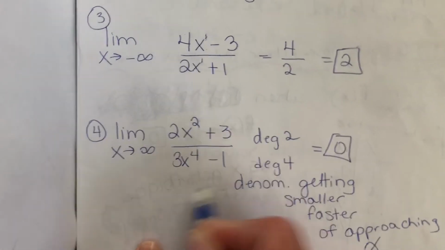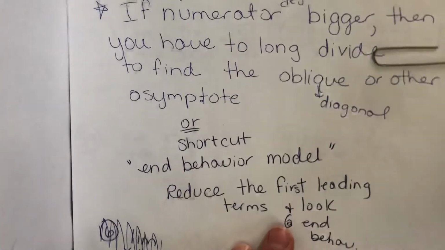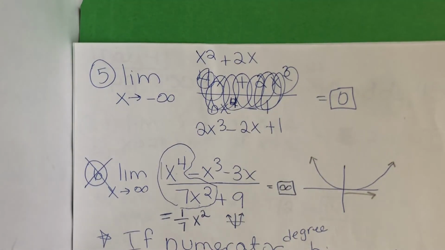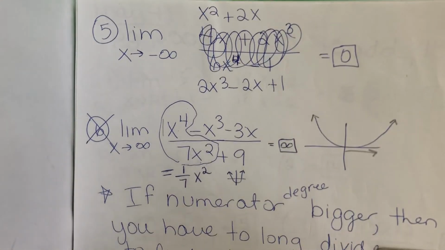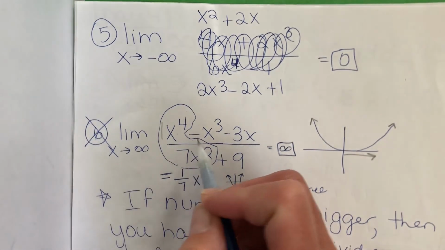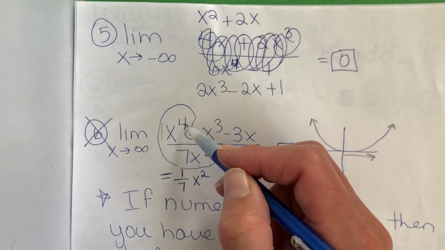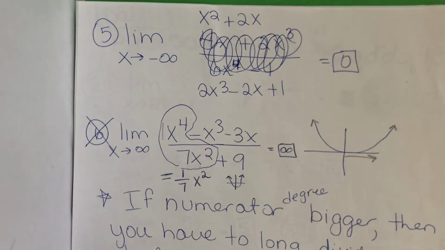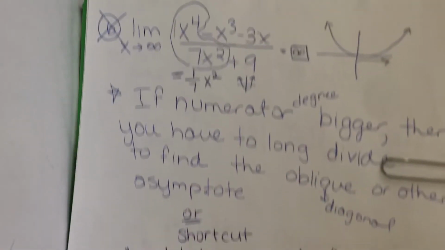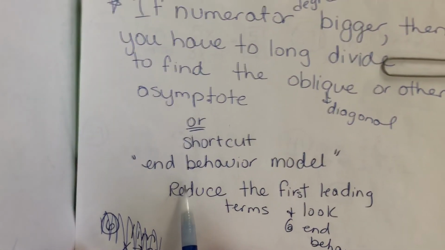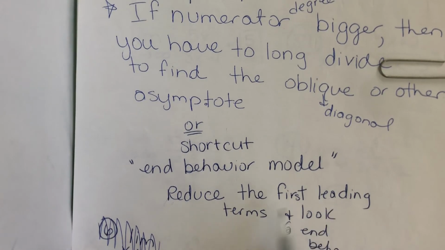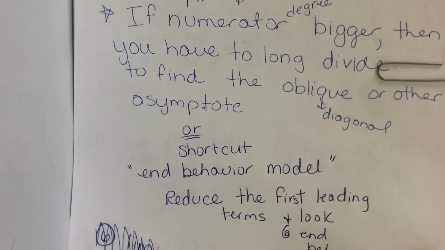So the only other situation we have left to talk about is what happens when you have a situation like this, where the degree of the numerator is larger than the denominator? There's actually two things you can do. If we were in class, I would show you both ways, but I'm going to show you the shortcut. The shortcut is what's called the end behavior model. You just reduce the leading terms and look at the end behavior of that graph.